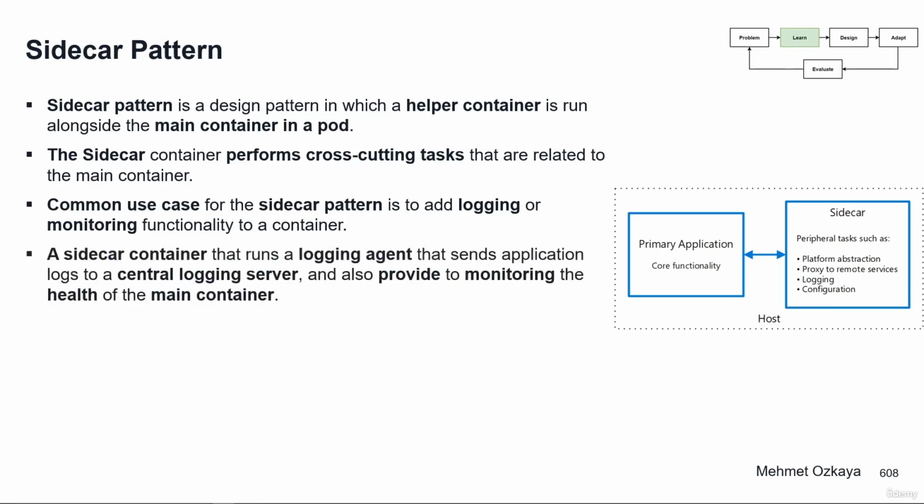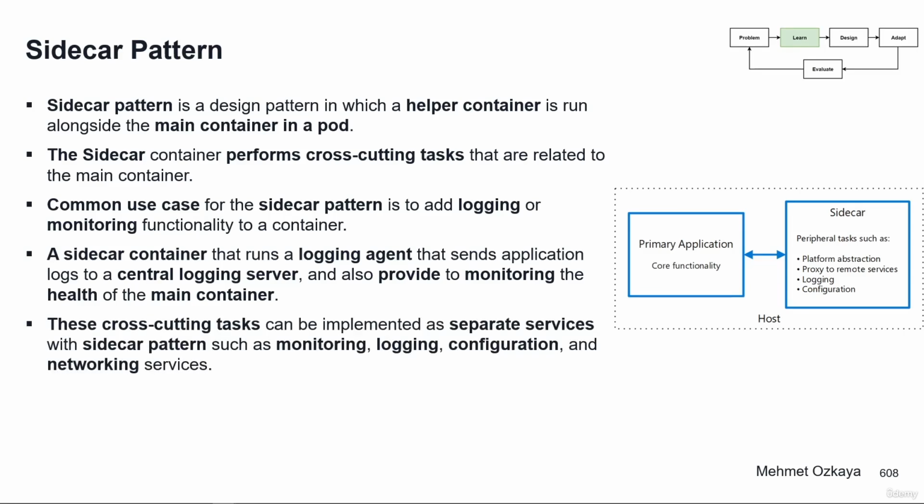One common use case for the Sidecar pattern is to add logging and monitoring functionality to a container. For example, you might have a main container that runs your application and a Sidecar container that runs a logging agent that sends the application logs to a central logging server and also monitors the health of the main container.